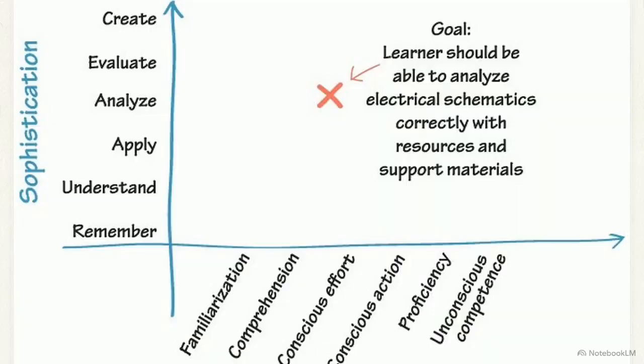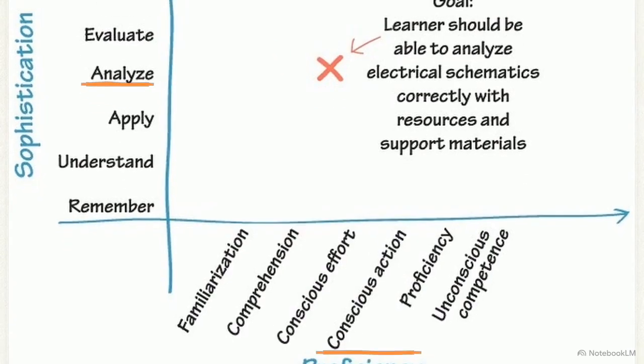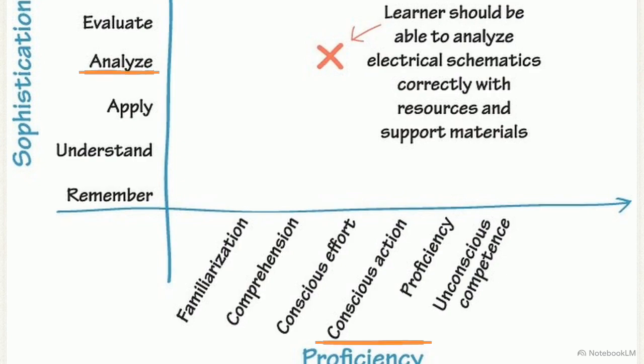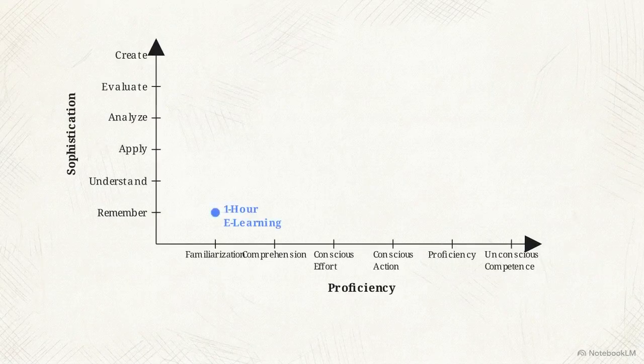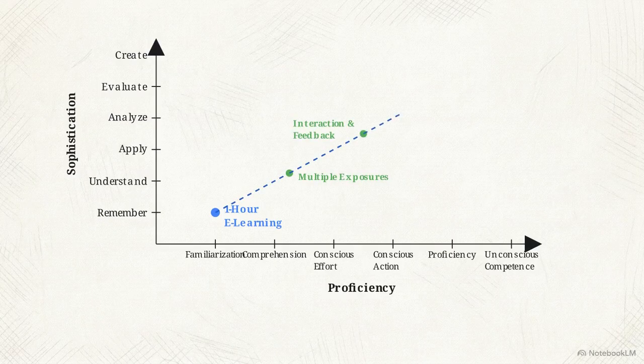Look at this graph, mapping a specific corporate objective. The red X indicates that a learner needs to analyze electrical schematics correctly, using support materials. That requires high sophistication, but only conscious action, not complete automaticity. A single e-learning module or a one-hour class will only ever get a learner to the bottom left corner of this grid. Reaching those higher coordinates strictly requires multiple exposures, feedback, and distributed practice over time.